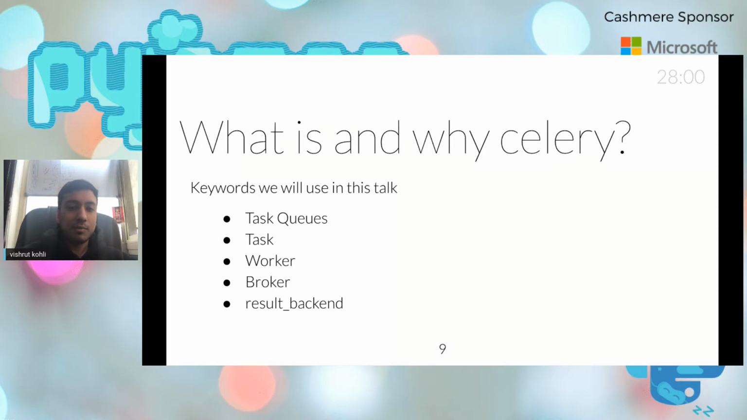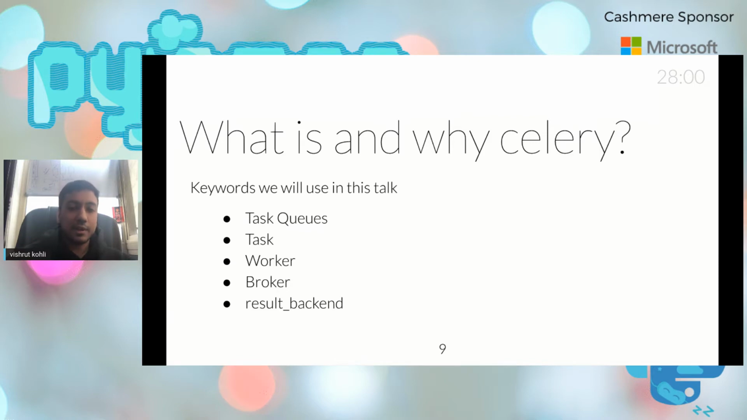So in this talk, we are going to use some keywords. So let's just iterate over them once. We already know what task queues are from our previous example, but we'll just say it again. Task queues are queues of tasks. Then there is task. A task is the basic unit of work of a task queue, and a task queue can contain n number of tasks. Then here comes the worker. Worker is the basic unit of computation which lies outside your application and where a task is processed.